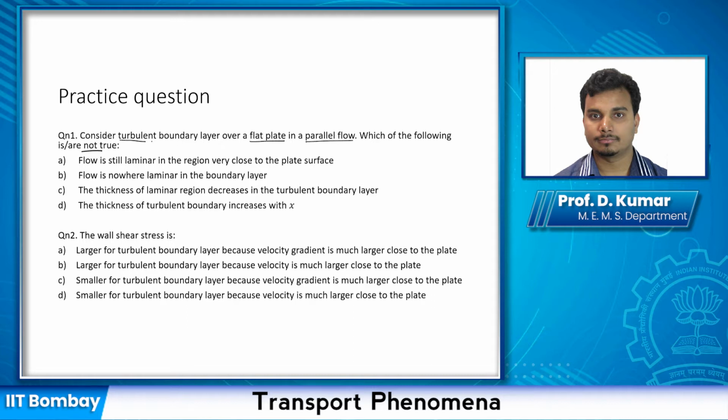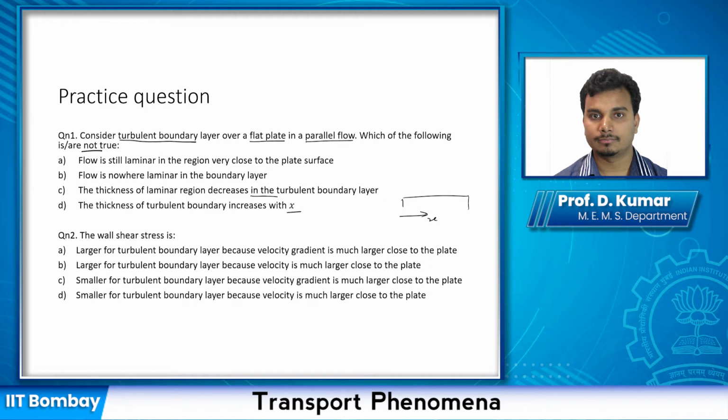Now please note that we are talking about turbulent boundary layer, and the thickness of laminar region decreases with the turbulent boundary layer. You can have in the turbulent boundary layer, the thickness of laminar region decreases or increases, you know from the discussions we had. And the thickness of the turbulent boundary layer increases with x as you move from leading edge to trailing edge in the plate. As you move along x, what happens to this boundary layer thickness for turbulent flow? Turbulent boundary layer, you can know that flow is turbulent in the boundary layer.